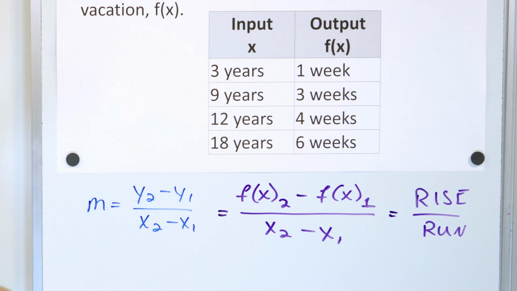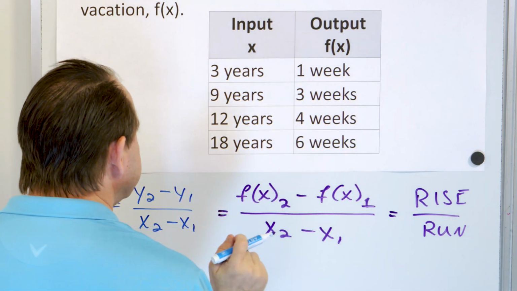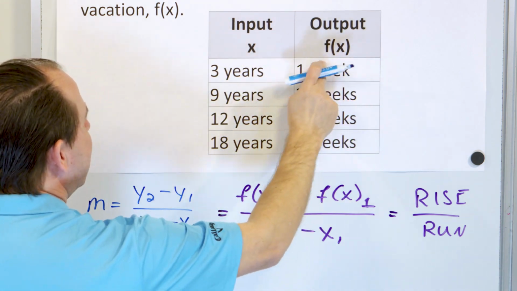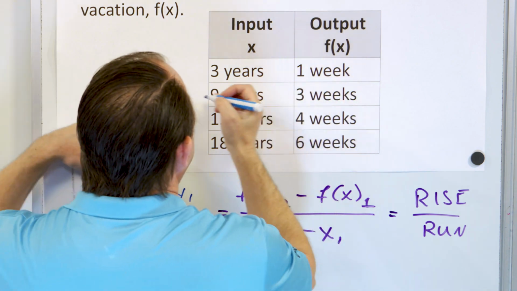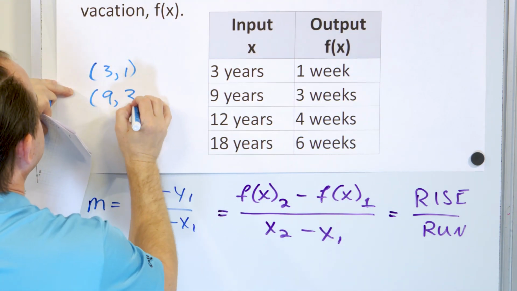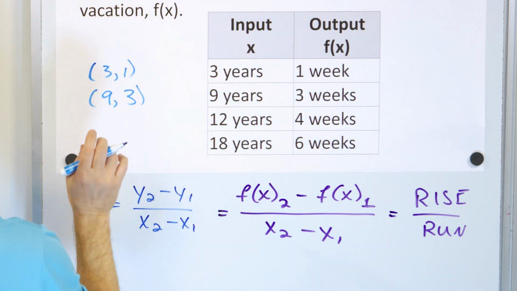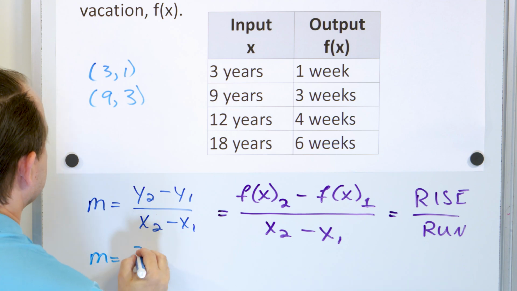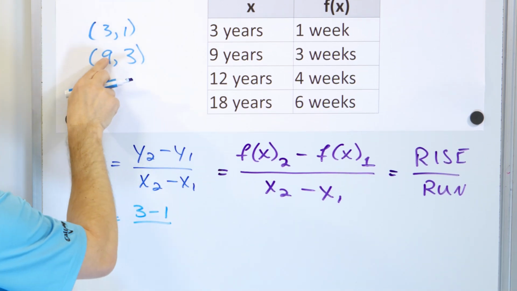So let's go ahead and calculate this. We can use any 2 points we want. Let's use the bottom 2 here. Or let's make it easy on ourselves. Let's use the top 2 here. These are the outputs. So don't forget, this point here is 3, 1, and this point is 9, 3. So let's take the outputs, 3 minus 1, and the inputs, 9 minus 3.